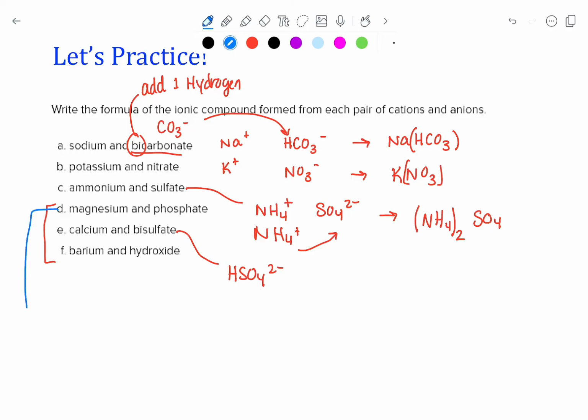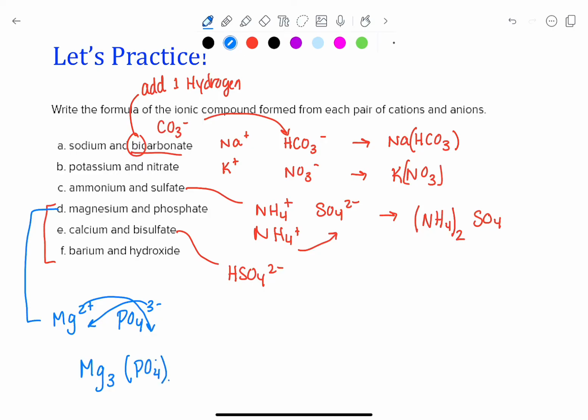I think we looked at something similar to magnesium phosphate before. I think we did calcium phosphate instead, but magnesium has a 2+ charge, and phosphate is PO4 3-. So we could use our crisscross method here, make it a little bit easier, and we would get Mg3(PO4)2. So that would be our formula. We need 2 of these PO4 3- to balance out the 3 magnesium 2+.